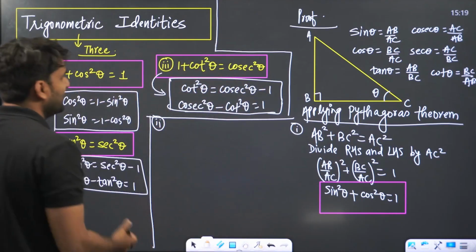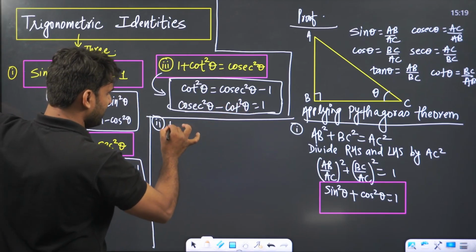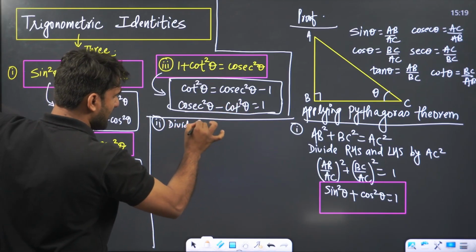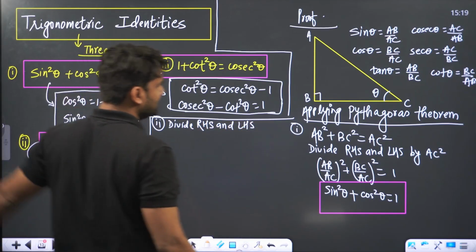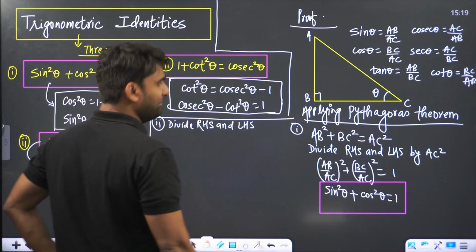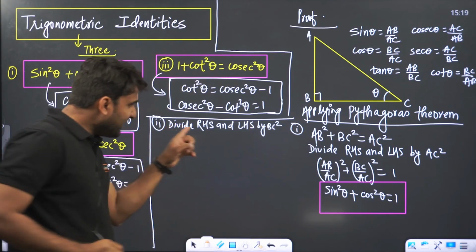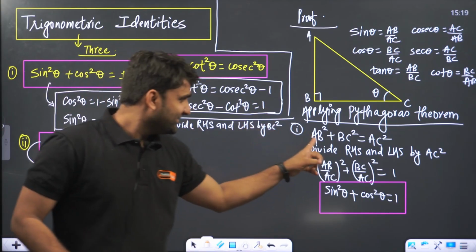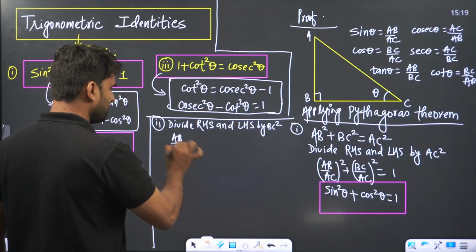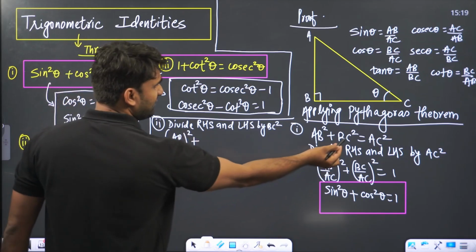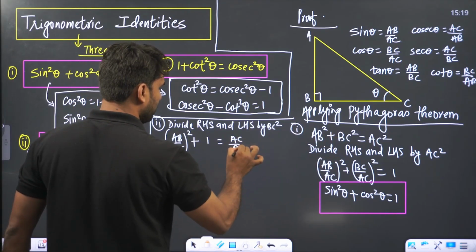So let's divide this equation, RHS and LHS, by BC square. Divide RHS and LHS by BC square. So we have this equation. Now divide. AB by BC will go in a single bracket squared, and BC square is already there and we are dividing by BC square, so this will be 1, and here AC by BC whole square.